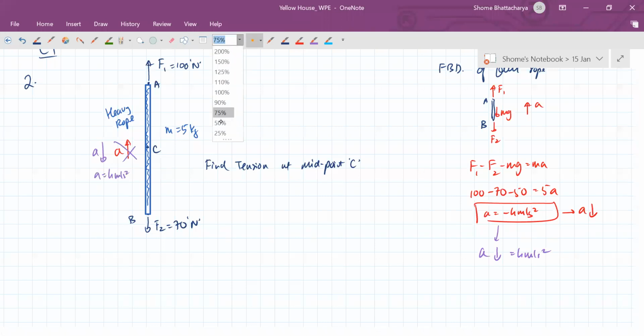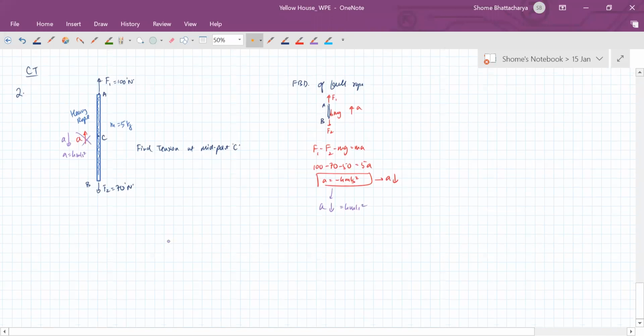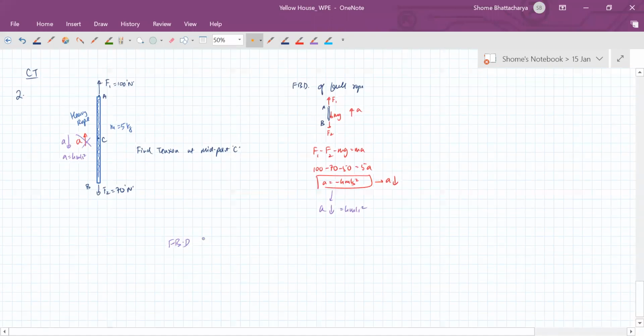Now next thing, to find the tension at the midpoint, we will make the free body diagram of half the rope. Okay, so make the free body diagram of either AC half or CB half. Either way it's fine, we'll see both work. Only now the acceleration a is downwards. If you make it for this section AC, then what are the forces acting on it? There is F1, there is half the weight, and there is some kind of tension at this midpoint, and that combination is giving it an acceleration of 4 meters per second square.